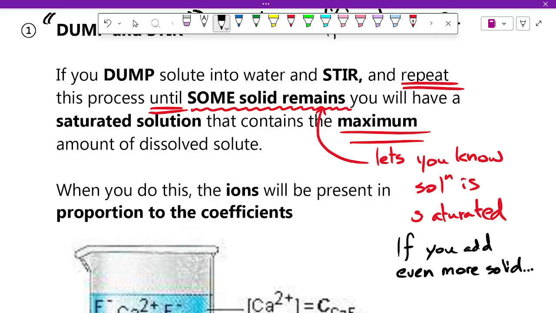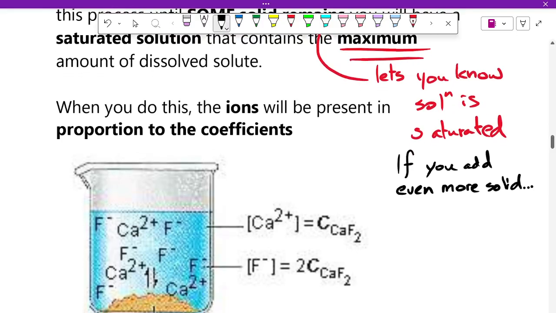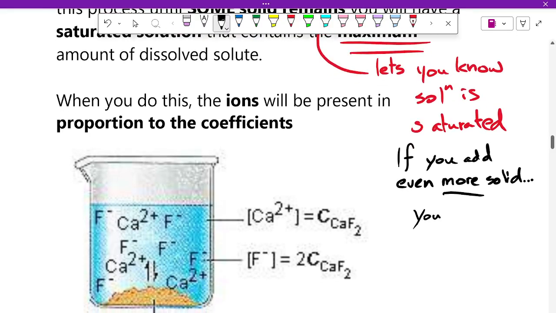So you've added some, you've stirred it, you've added some, you've stirred it, you've added some, you stir it. Oh, there's some solid left over. What happens if I add more solid? More solid is just there undissolved. And if I add more, I just have more undissolved solid. It does not affect the concentration, okay?